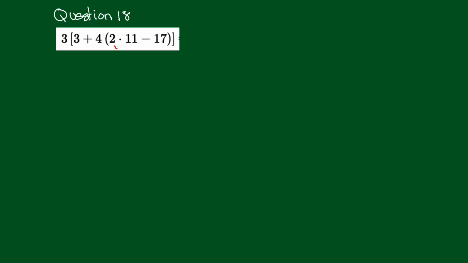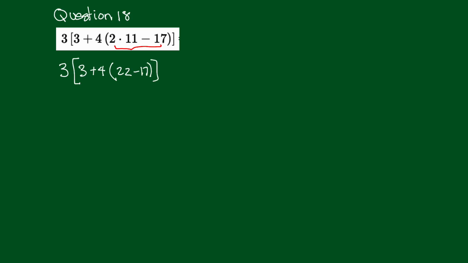What we've got in here is a multiplication and a subtraction. So we're going to do the multiplication first. Let's just rewrite the whole thing. I suggest you do this. Just rewrite the whole expression: 3 square bracket 3 plus 4 parentheses. Now, do the multiplication. That takes precedence over the subtraction. So 2 times 11 is 22, and then minus 17.